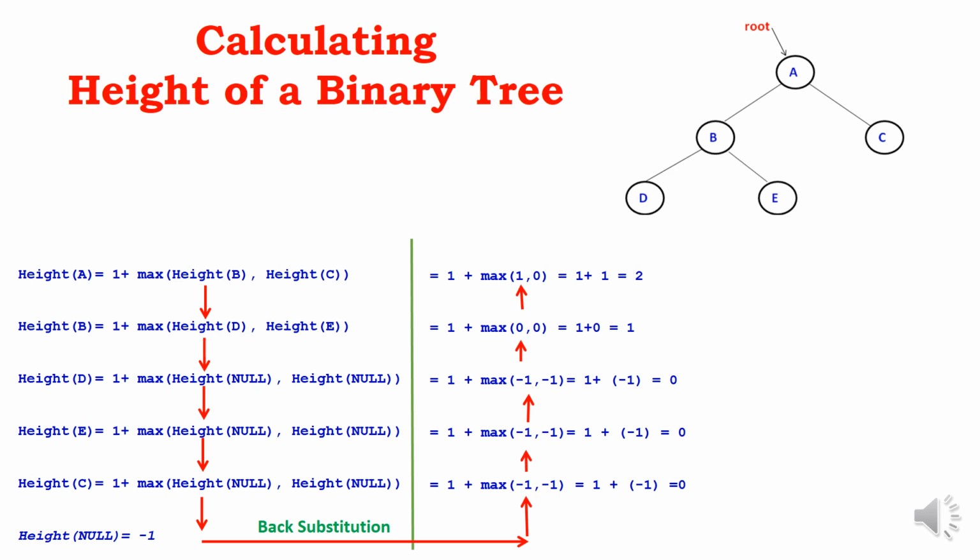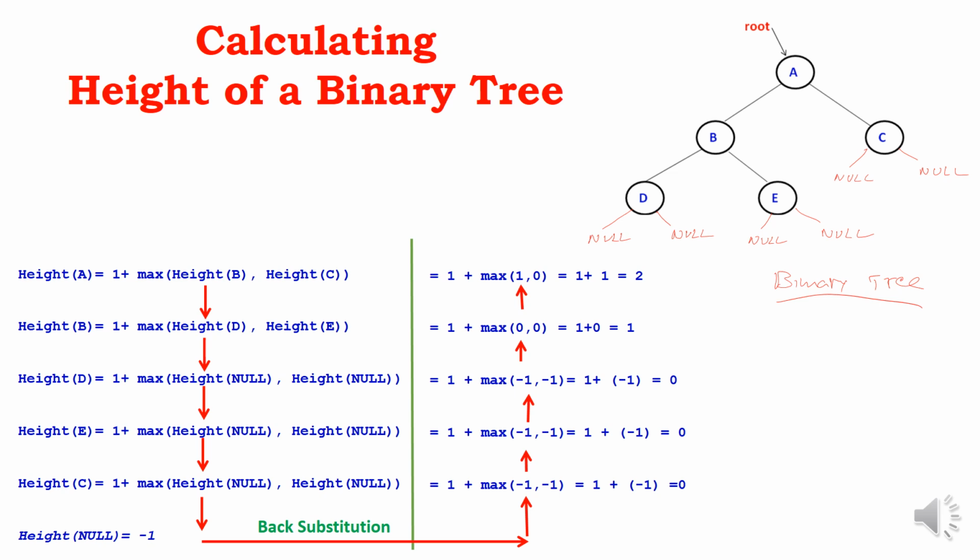Let me explain the recursive procedure to calculate height of a binary tree. Consider this binary tree to calculate height. In this, A is the root node, and D, E, C are leaf nodes. Left of D is null, right of D is null, left of E is null, right of E is null, left of C is null, and right of C is null. So this is a binary tree. We want to find height using a recursive function. We want to find height of A.